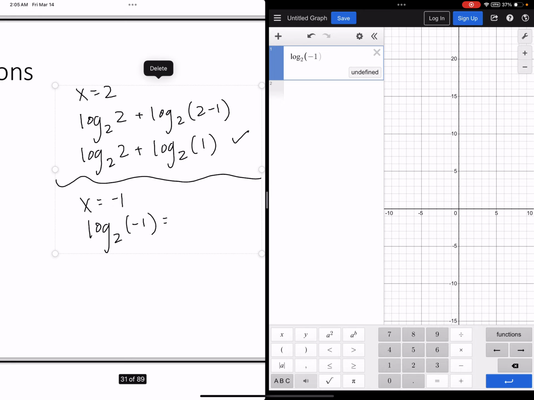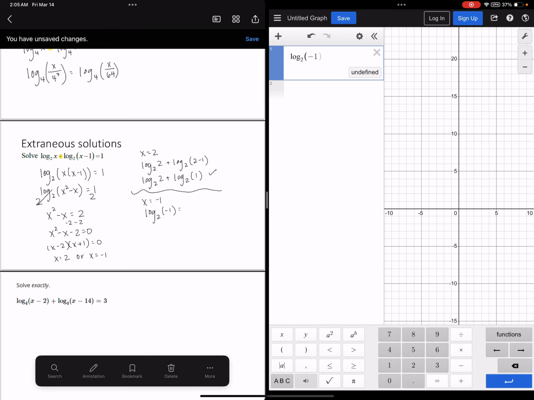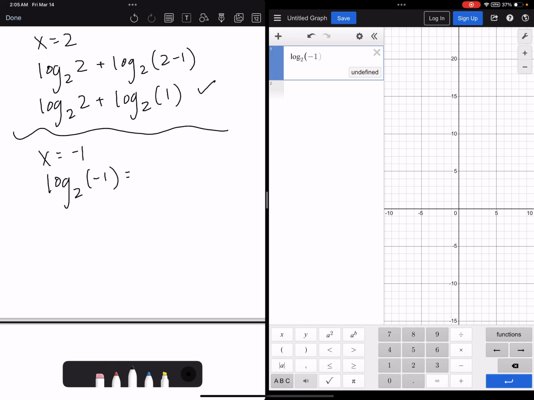So because this is undefined, which means x equals negative 1 is an extraneous solution.